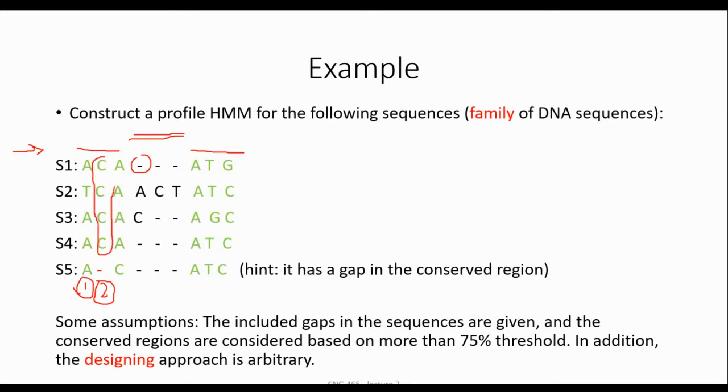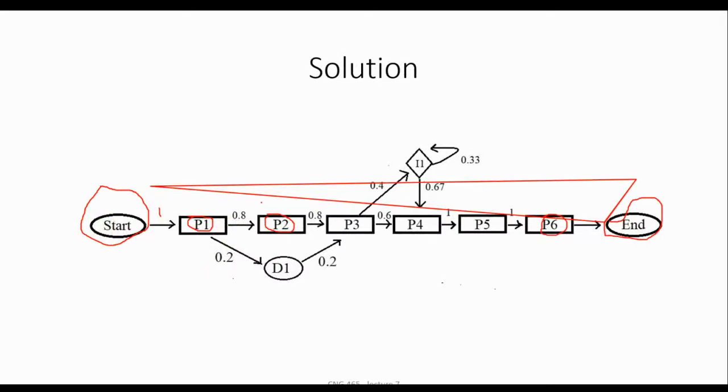In 4 cases, with no problem, we go to the conserved region. But inside our conserved region, we have a gap. That's why we need a delete state to show this one. So in 80% of cases, I go to the match state. But in 20% of cases, I go to the delete state. You see? And as you can see here, I have a probability distribution.